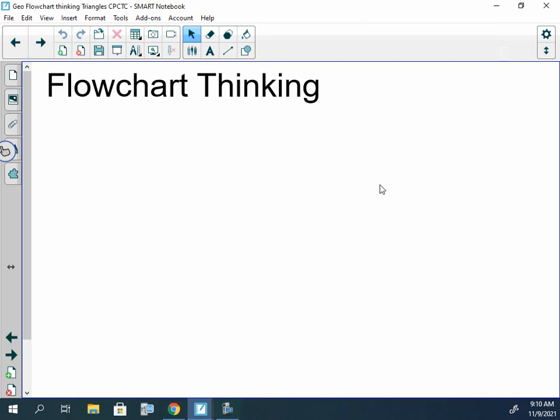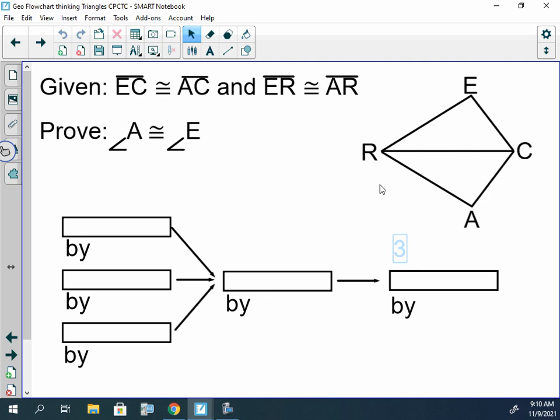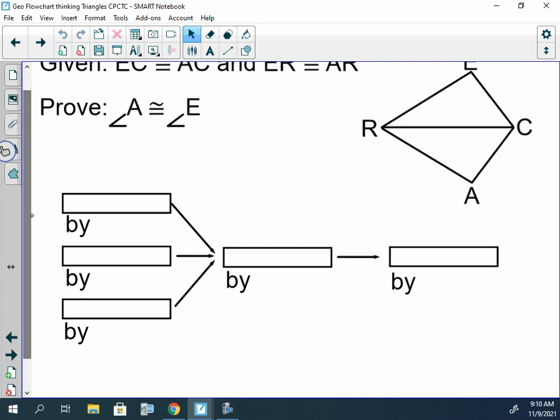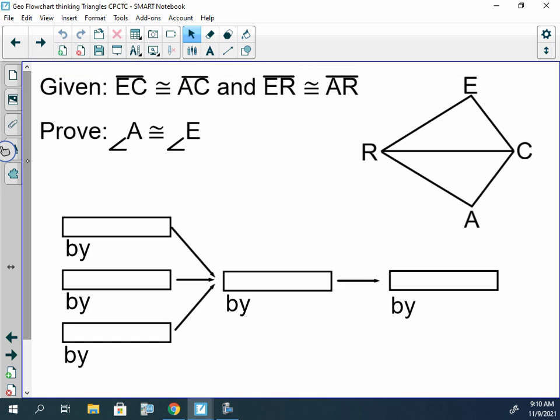So what we're looking at today is flow charting and working through these proofs using kind of a flow chart. It's a more systematic and more laid out way than what we've been doing so far. And we want to prove these statements. So here we want to prove that angle A is congruent to angle E. We're going to most likely prove it by CPCTC, corresponding parts of congruent triangles are congruent.